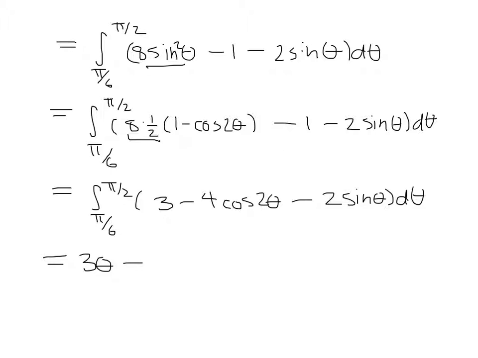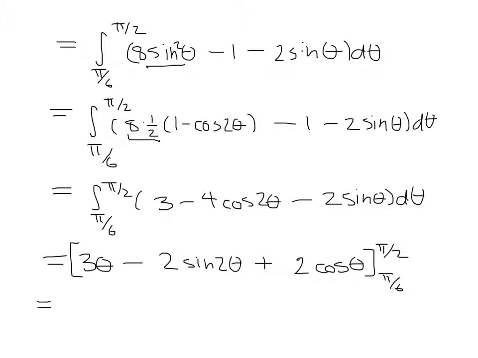The antiderivative of cosine will be sine, so sine of 2 theta, 2 of them because it's 4 times 1/2, and then 2 cosine of theta, that should be positive so that the derivatives match up, and then all that evaluated from pi/6 to pi over 2. When we plug in pi/6 into 3 theta, we get 3 pi over 2. When we plug pi over 2 into the sine of 2 theta, we get sine of pi, which is 0, so minus 0. Cosine of pi over 2 is 0 as well.